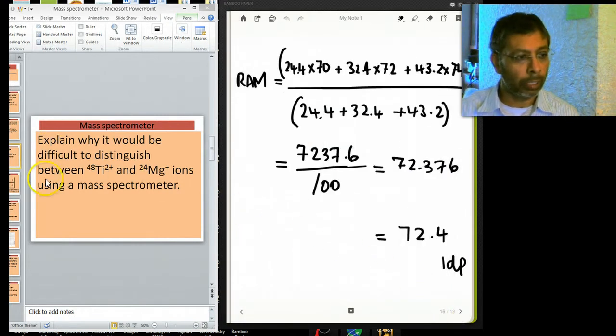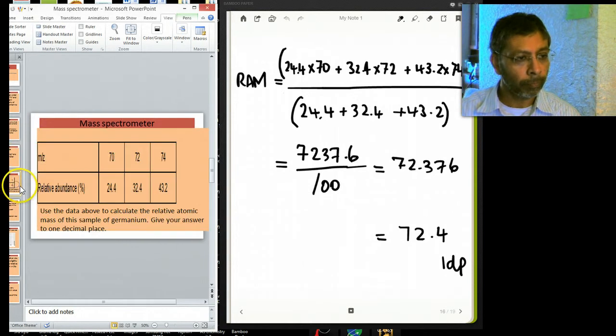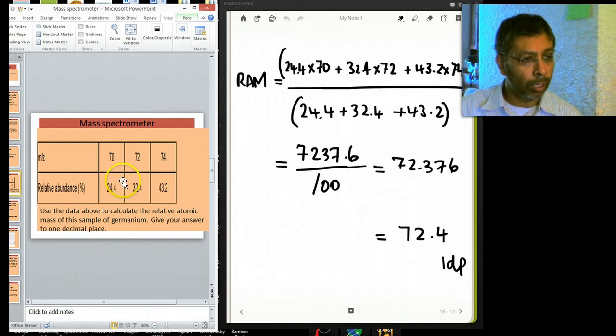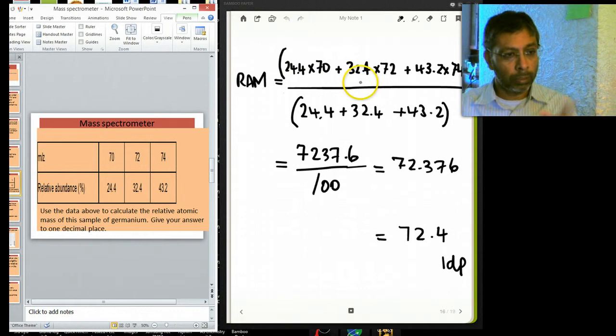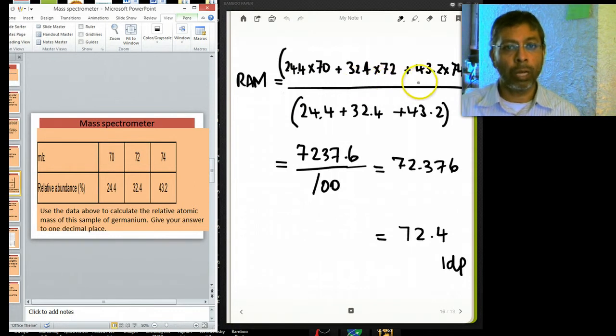Right, let's do a calculation. Here is some data that the mass spectrometer produced, and the way you would use this is simply multiply the mass to charge ratio by the percentage, like this, add the next one, 72 times 32.4, add the next one, 74 times 43.2, and divide it by all of the abundances added together, that plus that plus that.